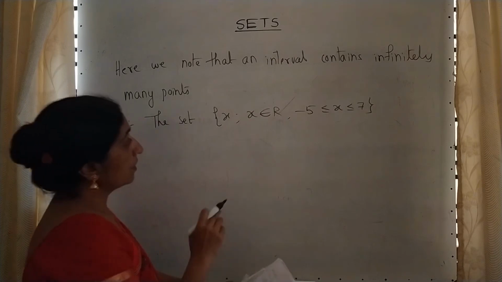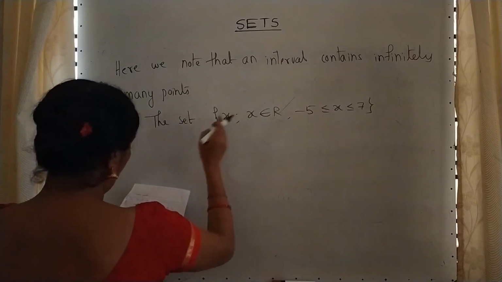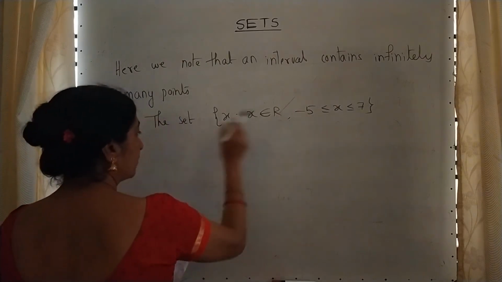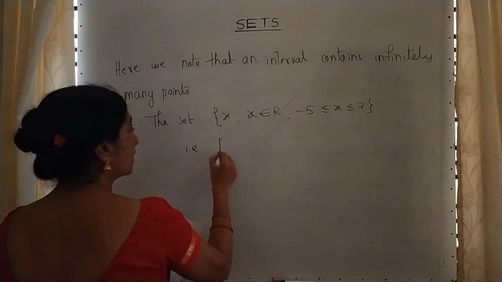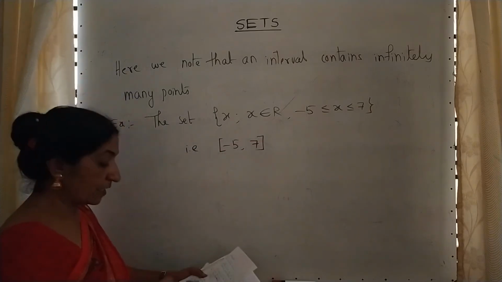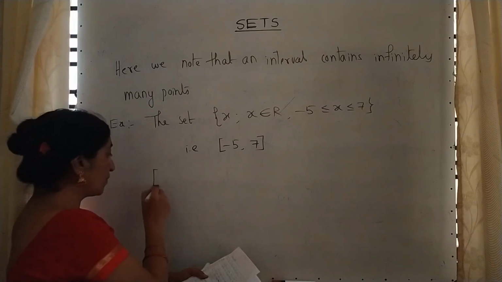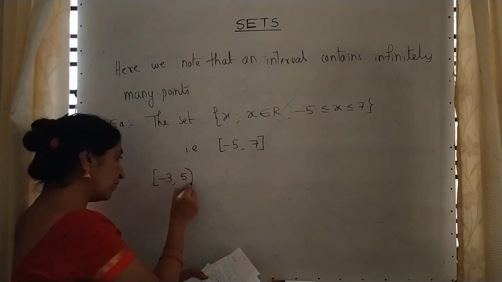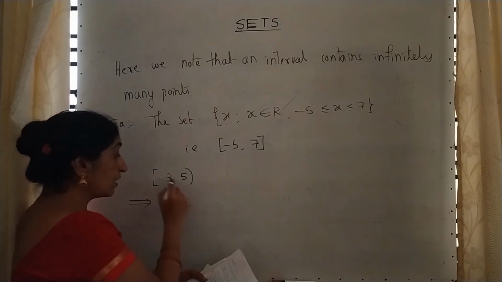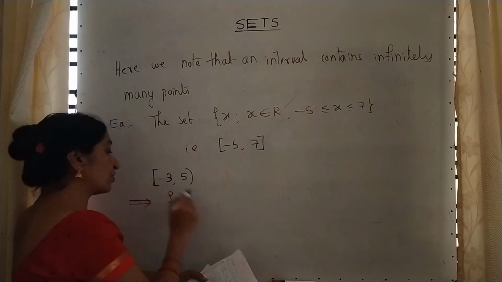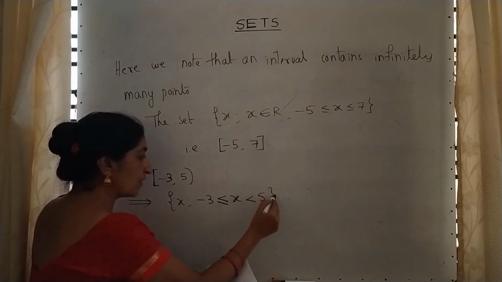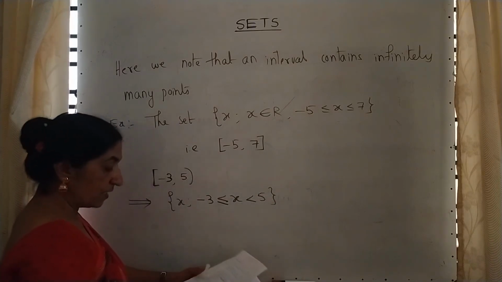So here this is a set builder form. This set builder form can be written in the form of an interval as, see, is it a closed interval or what? Yes, it contains two symbols. Another form: suppose I give you the interval form, then how do you write this in set builder form? X such that -3, here we have a closed, closed means less than or equal, X less than 5. This is how we write it in set builder form.